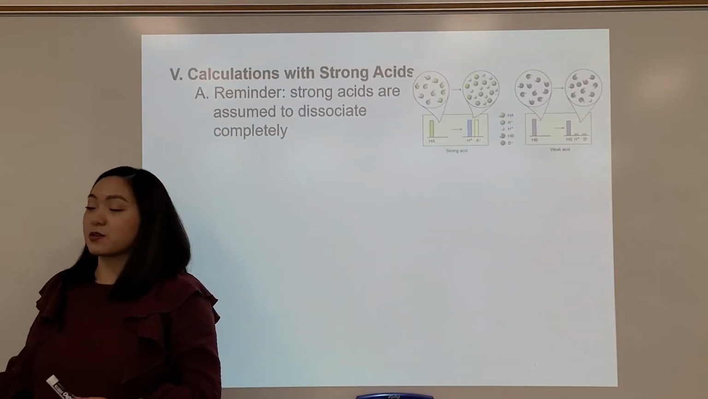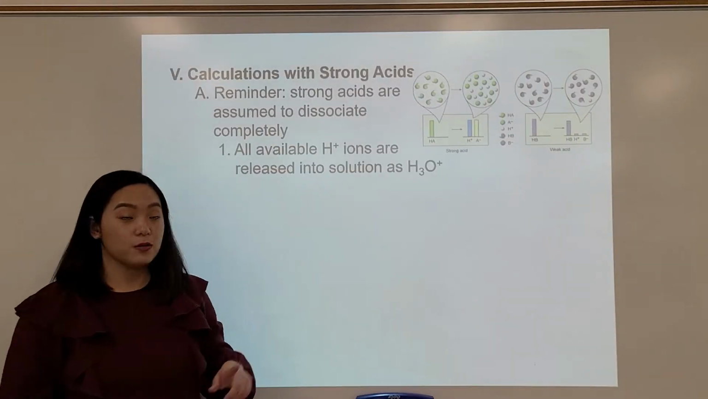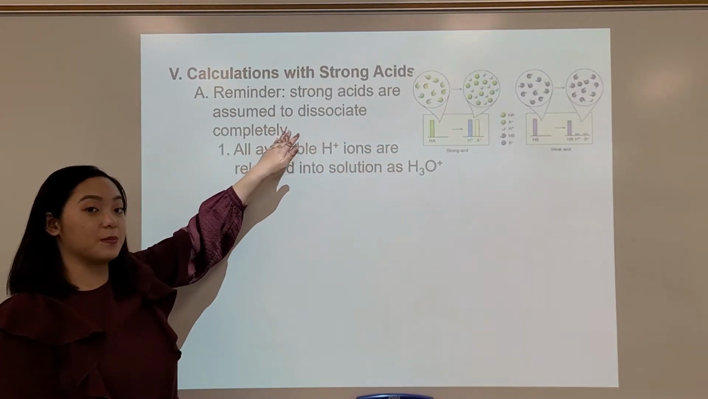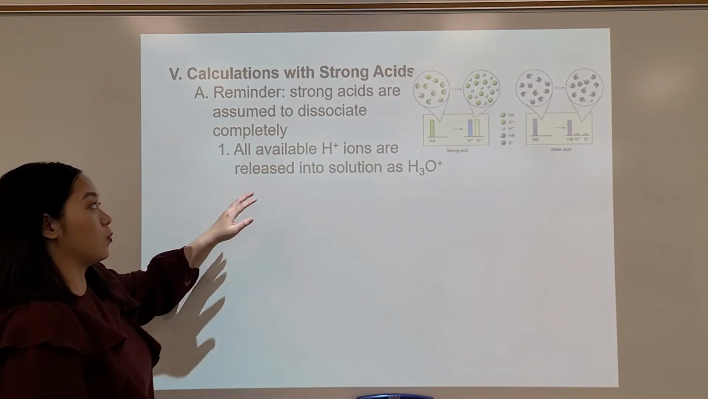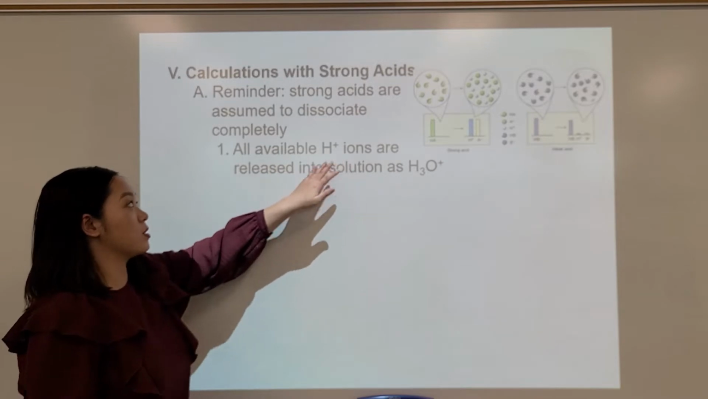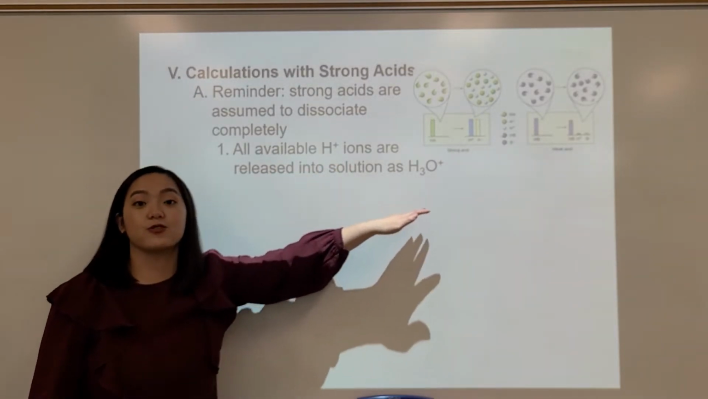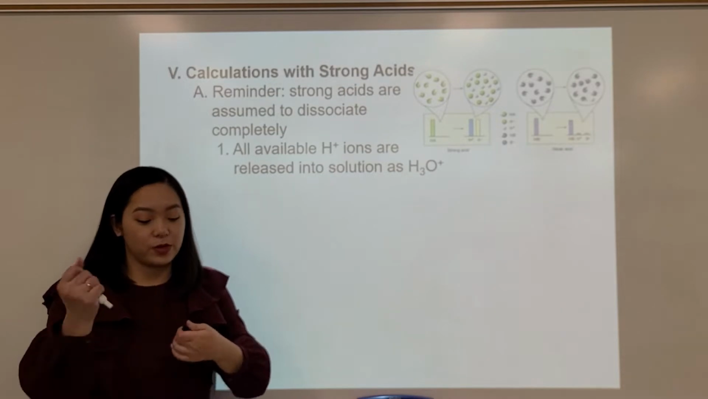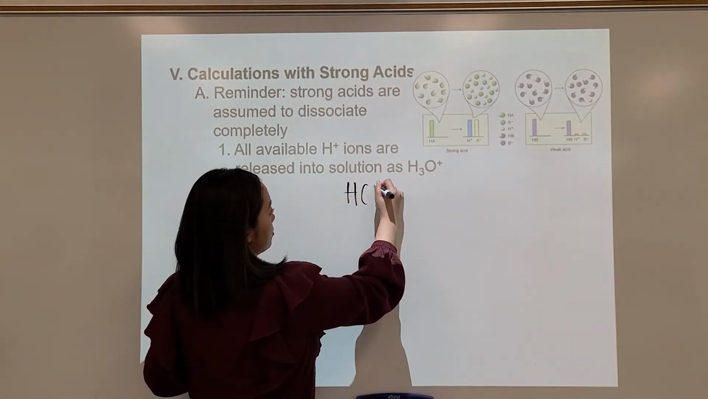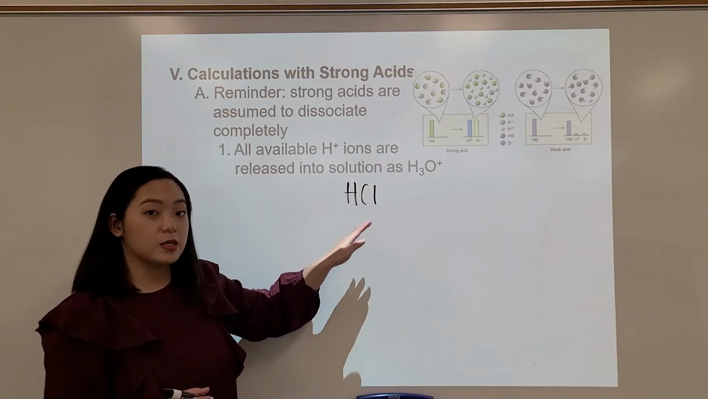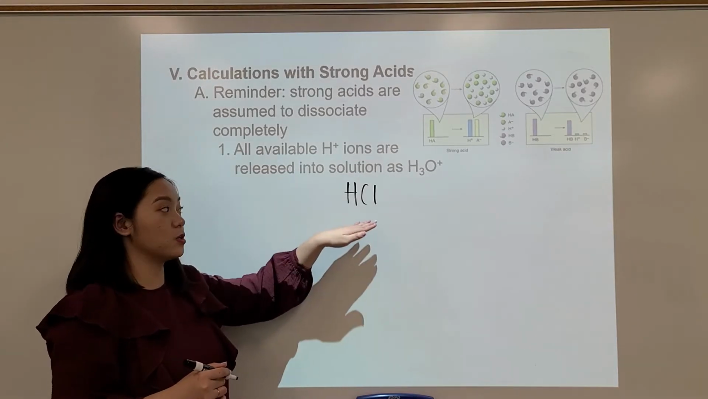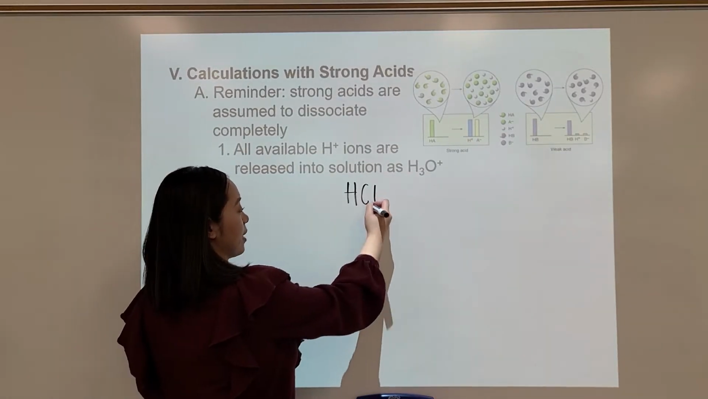Now let's remind ourselves first, what is a strong acid? Well, strong acids, remember that they dissociate completely, right? As represented by the one-way arrow. Now when they dissociate completely, what we're saying is that all the available hydrogen ions are released into the solution as the hydronium ion. Let's take a look at, for example, hydrochloric acid. So here I have hydrochloric acid, a common, well-known strong acid. It's part of the list of 6 acids that you need to know, so make sure to remember that hydrochloric acid is a strong acid.